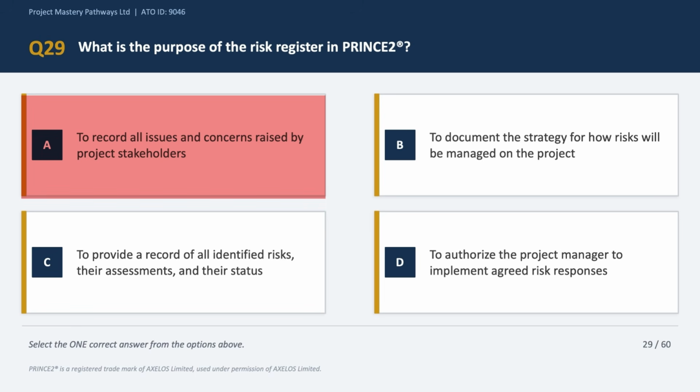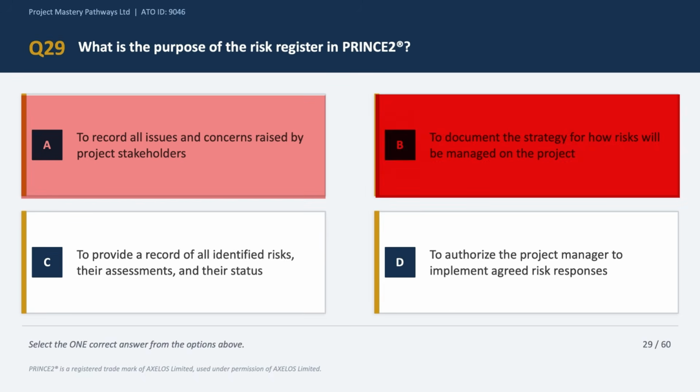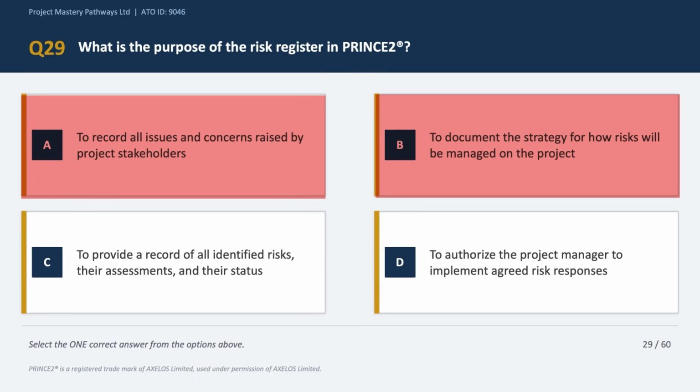Option B says to document the strategy for how risks will be managed. Now that is the purpose of the risk management approach. As I was discussing, the approach defines the strategy, the register records the individual risks. Very important for you to understand. So option B is incorrect. Option D says to authorize the project manager to implement risk responses. Now risk register do not authorize anything. They record information.